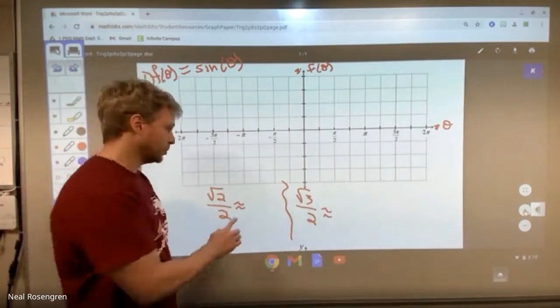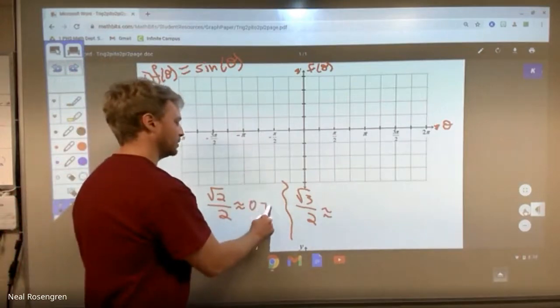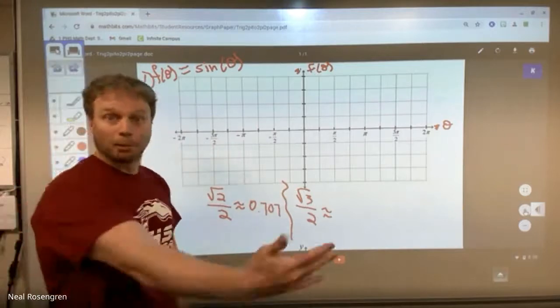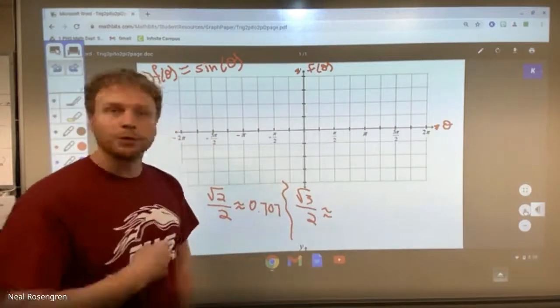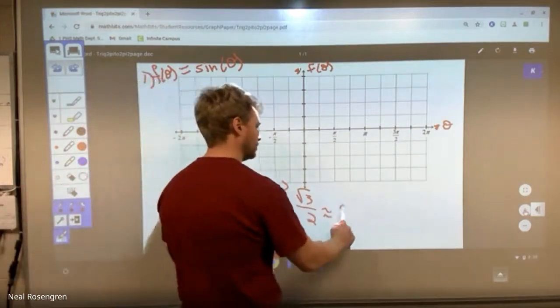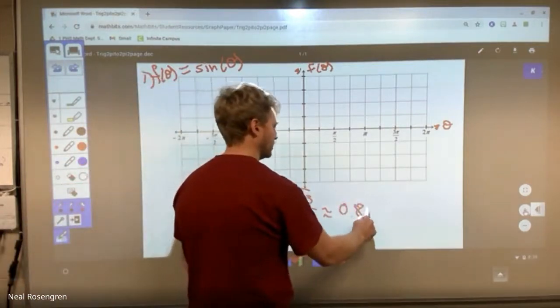Radical 2 over 2 is approximately 0.707. Obviously, that's going right there. So we'll use that decimal approximation to help us plot some points. And then radical 3 over 2 is approximately 0.866.